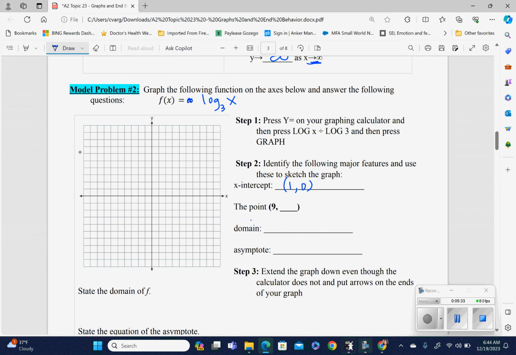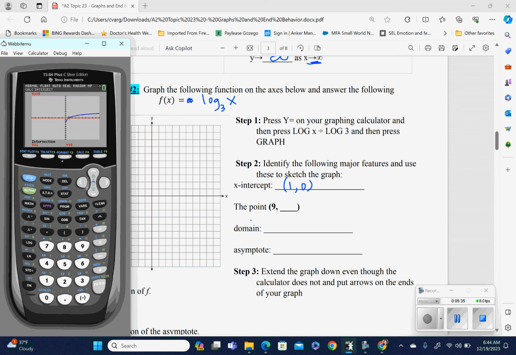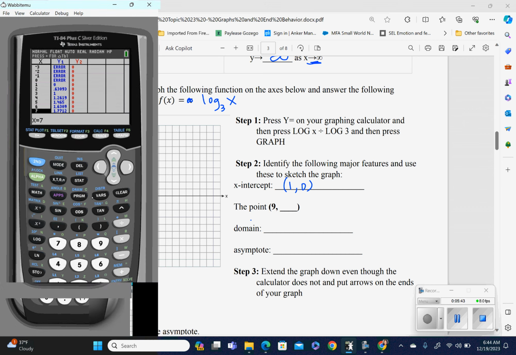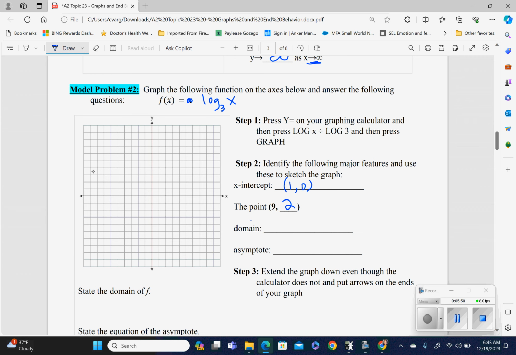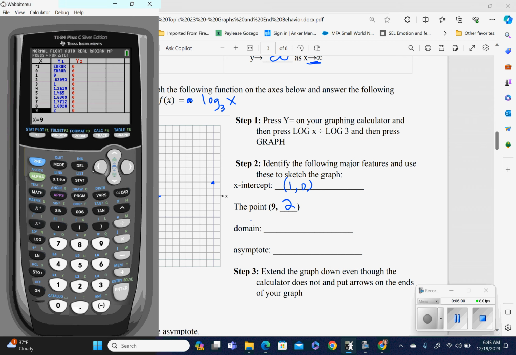And now I'm looking for that point with x equal to 9. So the easiest thing to do here is to go to the table by hitting second graph and go over to the number 9. You could either scroll down or go to the table set and put 9. So across from 9 is 2. So these are things that we can graph, right? (1, 0), we're going to graph that, and (9, 2), we're going to graph that, and then we're going to see what exactly is happening here, okay?